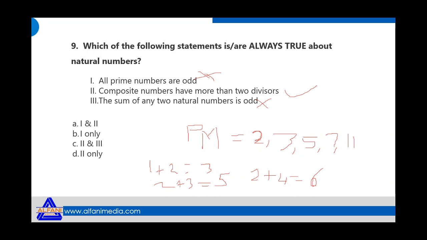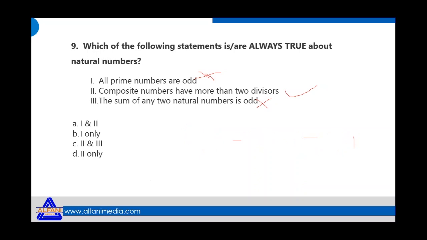Okay, now before we do this, let me explain what the composite numbers are. Let me just clean this to have some space here. Now they say the composite numbers have more than 2 divisors, and that's true. Composite numbers consist of numbers like 4, 6, 8, I think 9. So let's just test these numbers. They have more than 2 divisors.